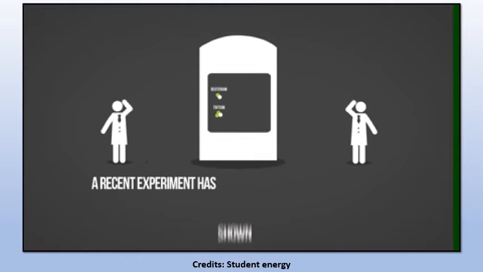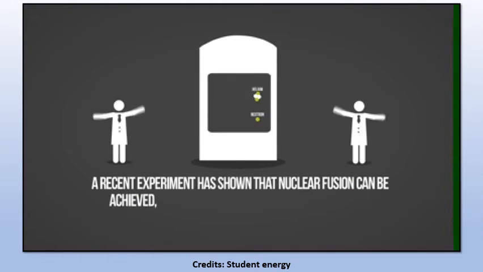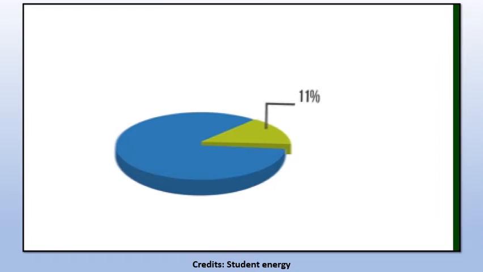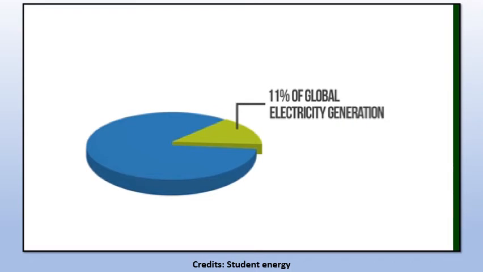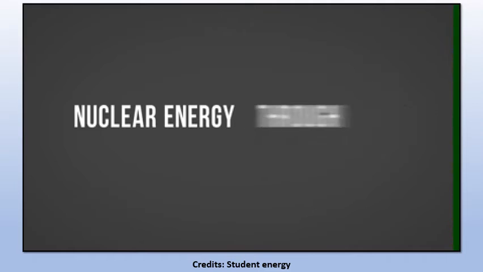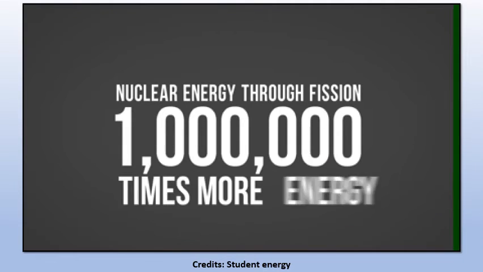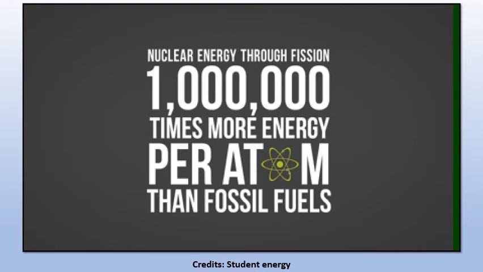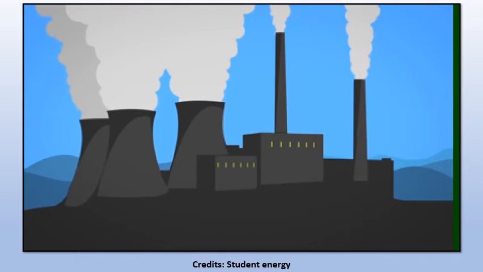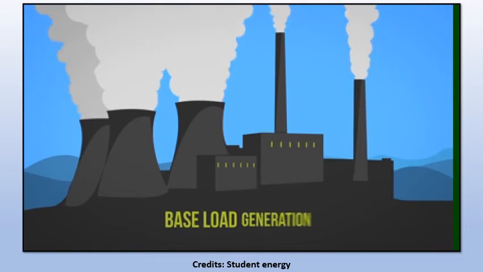A recent experiment has shown that nuclear fusion can be achieved. However, it has not yet been successfully demonstrated on a commercial scale. Today, nuclear power plants account for 11% of global electricity generation, with about 80% of that installed capacity being in OECD countries. All of this capacity is nuclear fission. Nuclear energy, through fission, can release 1 million times more energy per atom than fossil fuels. Nuclear plants have large power generating capacity and low operating costs, making it ideal for baseload generation.